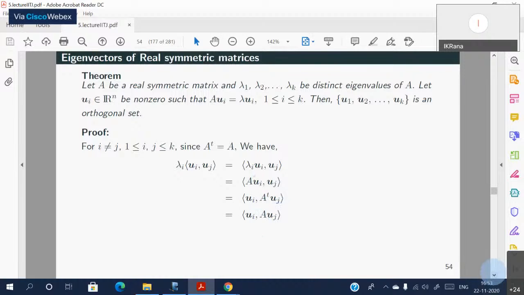A is real symmetric, so A transpose is equal to A, and that is equal to lambda j. So lambda j comes out. So lambda i of ui uj is equal to lambda j of ui uj, and because these are eigenvectors for the eigenvalues lambda i, lambda j, they are distinct. Lambda i is not equal to lambda j, so this is possible only when the ui uj dot product is equal to 0. So eigenvectors corresponding to distinct eigenvalues in a real symmetric matrix are orthogonal to each other. Okay, right.